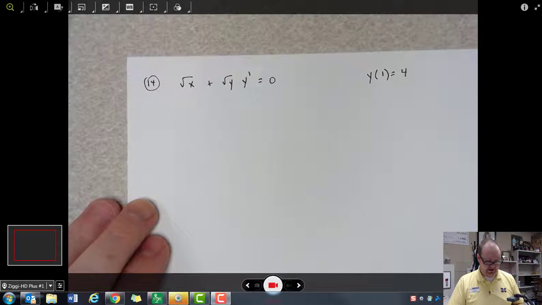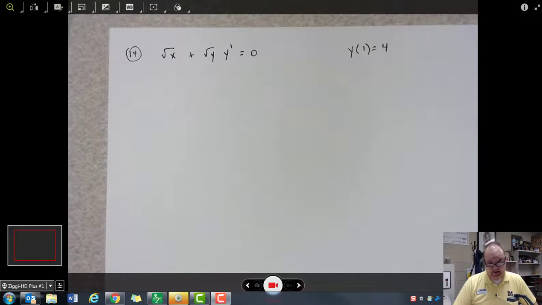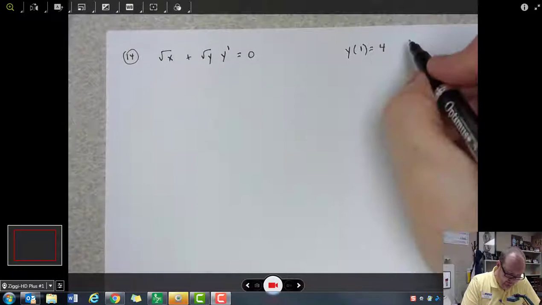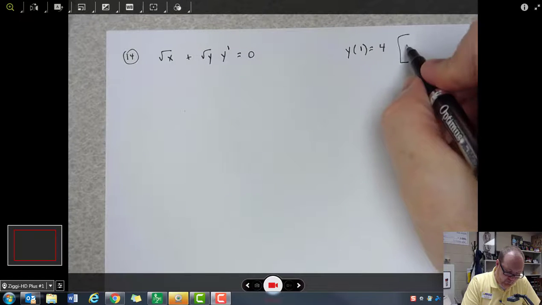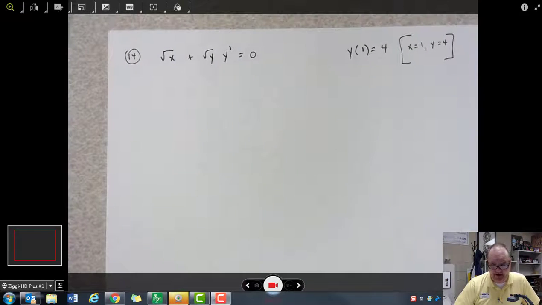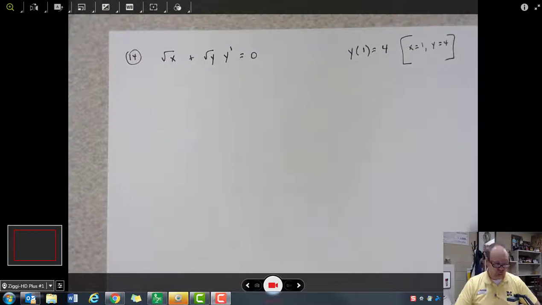Sorry, all that's off the screen, isn't it? I apologize. An initial condition that says y at 1 is equal to 4. That's another way of saying whenever x is 1, y is 4. So I'll use that to find c eventually.